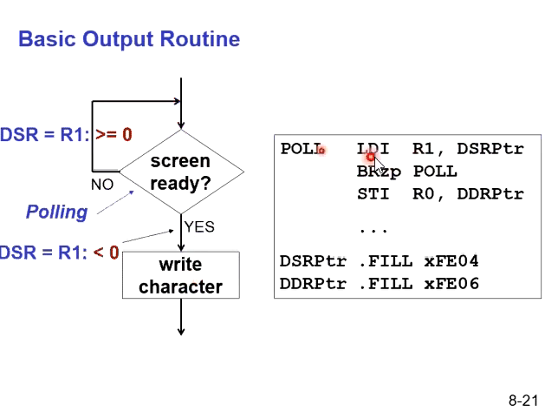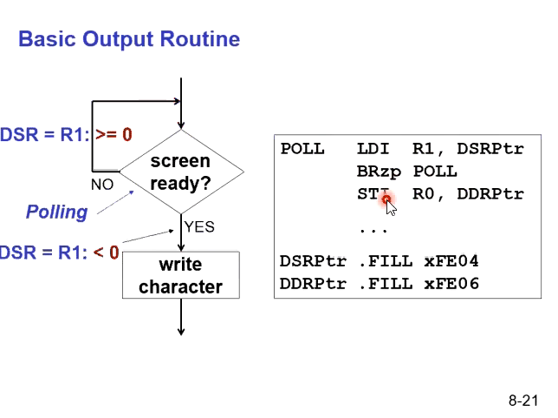If the ready bit is 1, that means the screen is ready to receive the character, so at that time we go out. But when it is 0 or positive, that means not ready, so we go back to poll. When we go out, the value in R1 is negative. That means at that time the screen is ready for us.